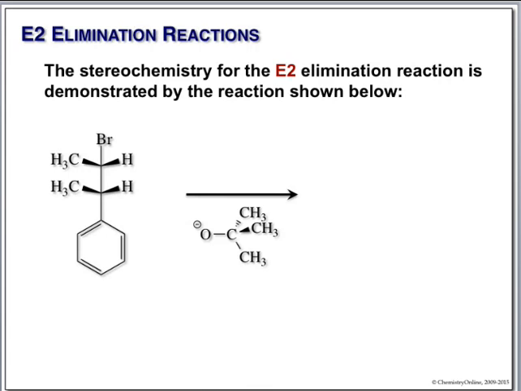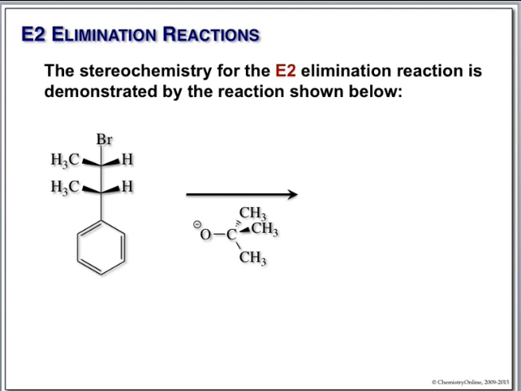Let's go ahead and look at the E2 reaction a little bit more closely here. Here I have a compound, two methyl groups. These are both chiral centers, aren't they? Here's our leaving group. I'm going to stick a base in there. This base is going to turn out to be the magic base for E2 eliminations. This is tert-butoxide. If we have an OH here, that would be tertiary butanol, tert-butanol.